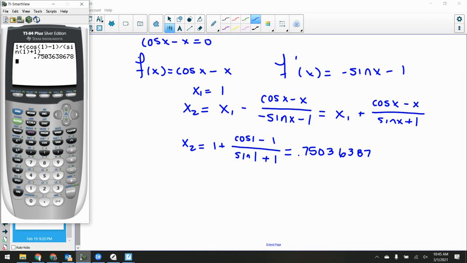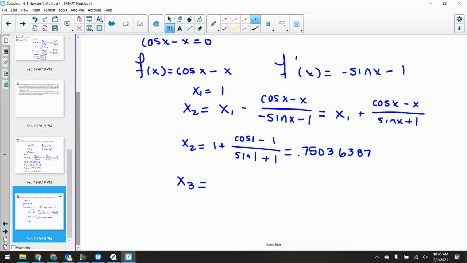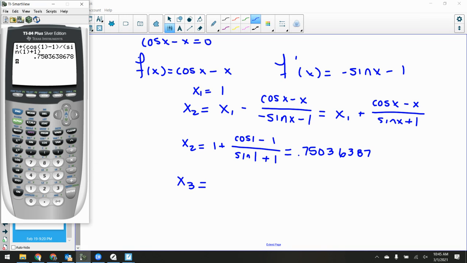Okay, so let's find x3. I'm going to go in and I'm going to plug in answer. Now be careful. I'm going to go in here and I'm going to plug in second answer plus cosine of, it was cosine x minus x. So answer here. Answer here. Be careful. I only want to plug in answer to the sine because that plus 1 was constant. It wasn't sine of x plus x. It was sine of x plus 1.